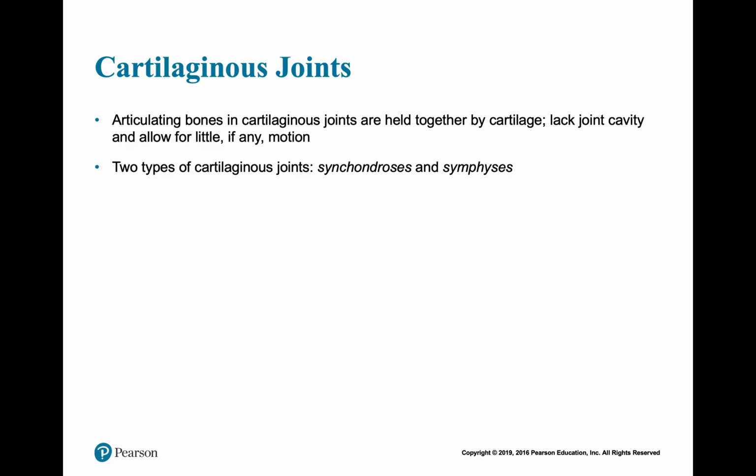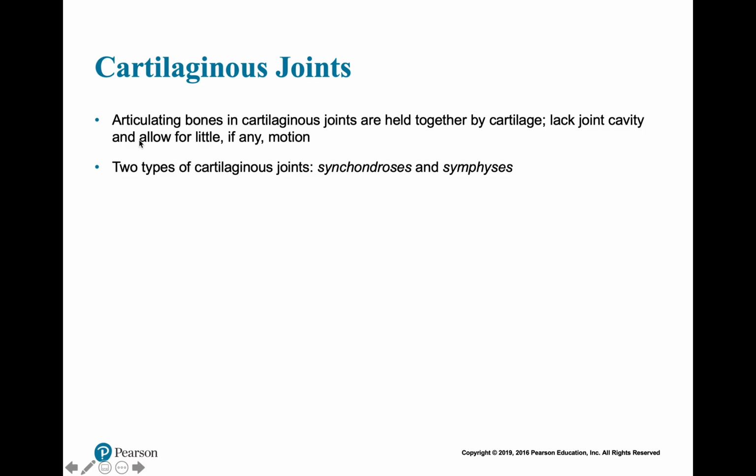So the tissue that makes up cartilaginous joints will be cartilage, either hyaline cartilage or fibrocartilage. Okay? So cartilaginous joints also lack a joint cavity, just like we saw in fibrous joints. The fact that there's no joint cavity means that very little, if any, motion will be allowed. So cartilaginous joints will either be synchondroses, meaning immovable, no movement, or amphiarthroses, which allow slight movement, or just a little bit of movement.